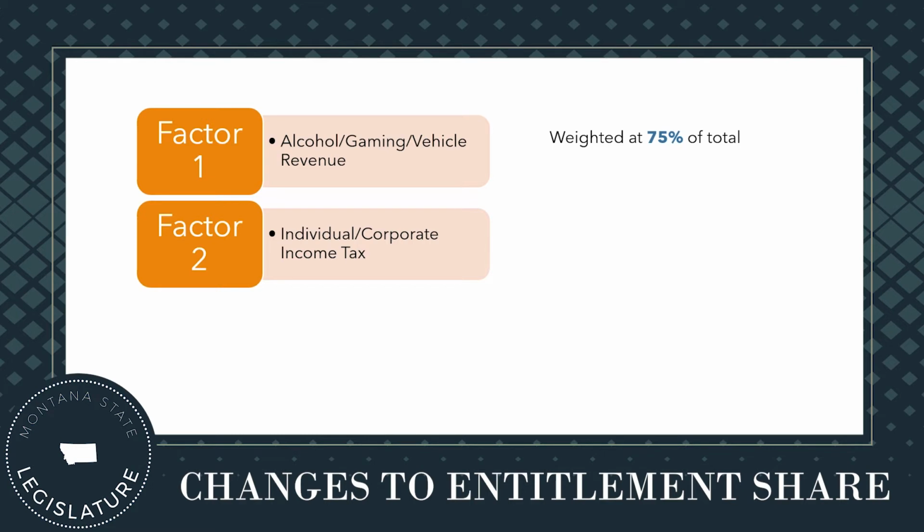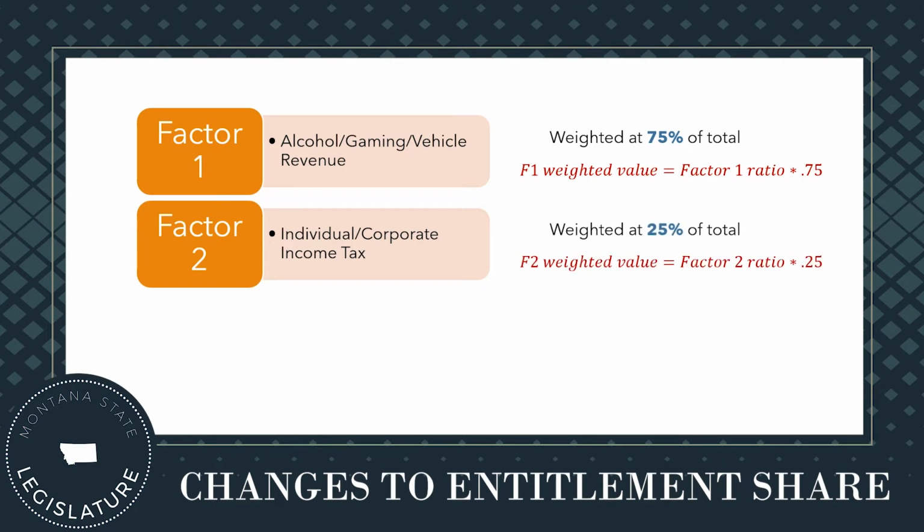To determine your F1 weighted value, you take your factor 1 ratio and multiply it by 0.75. Factor 2 is weighted at 25% of the total. And again, same calculation, you would multiply your factor 2 ratio by 0.25 to arrive at your weighted F2 value. To find your total final growth factor, you just add your F1 weighted value and your F2 weighted value together.